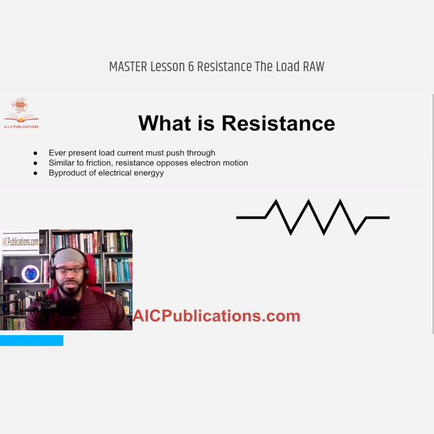Now, this is similar to friction, which opposes motion, yet as a byproduct, it generates heat. Resistance is the natural byproduct of electrical energy, and it cannot be ignored. Now, the amount of opposition to the current flow in any material depends on the amount of free electrons it has, as we talked about before, and how many obstacles the electrons come across while moving through the material.